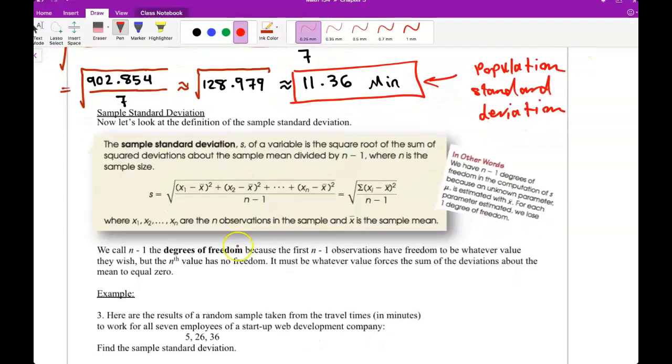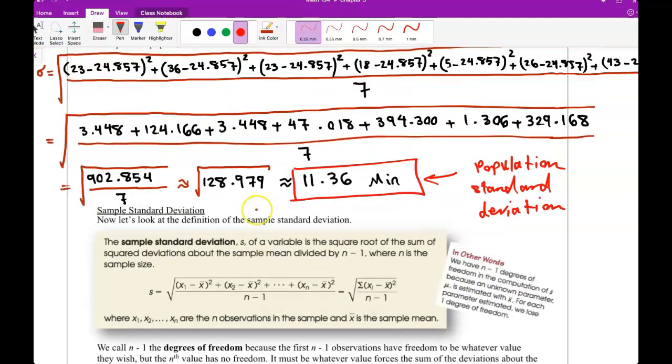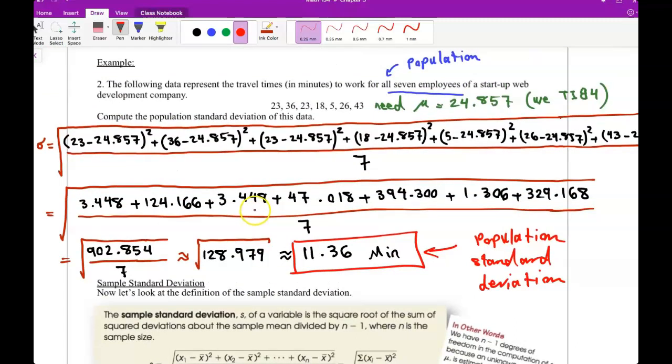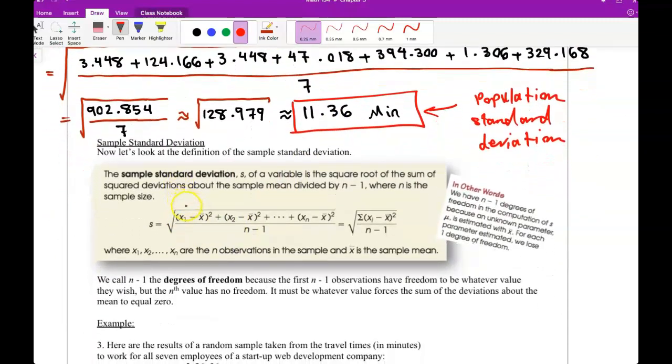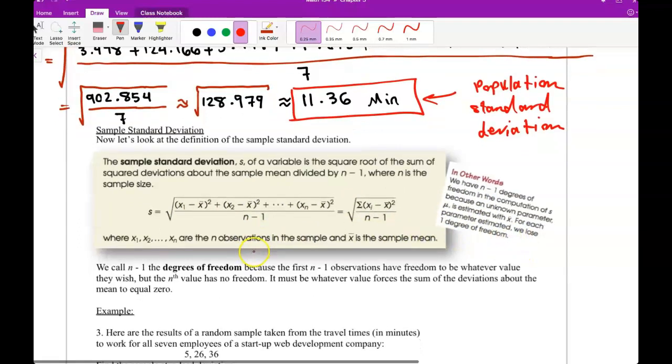Okay, so that part may seem a little bit complicated, but you only need to remember that when you have a population, you only need to divide by population size, so that is n. But when you have sample standard deviation, because we lose 1 degree of freedom for each parameter, we're gonna subtract 1. So subtract 1 from sample size. This n is sample size.